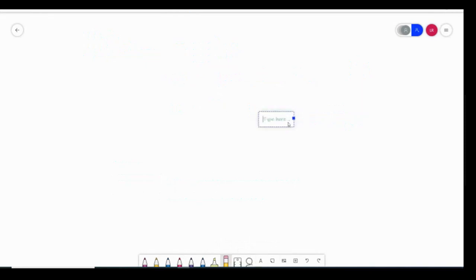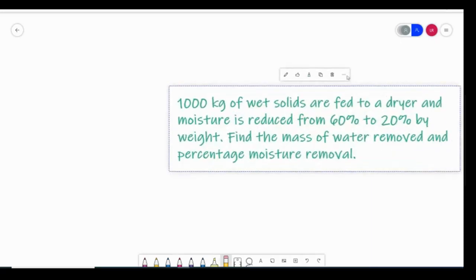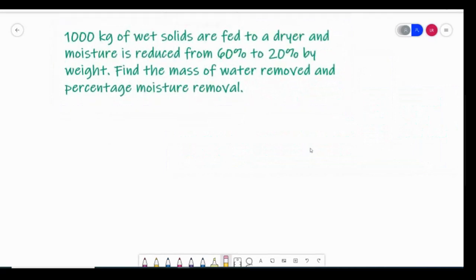Take the next one. 1000 kg of wet solids are fed to a dryer and moisture is reduced from 60% to 20% by weight. Find the mass of water removed and percentage moisture removal. Simple straightforward problem. You should be able to complete.